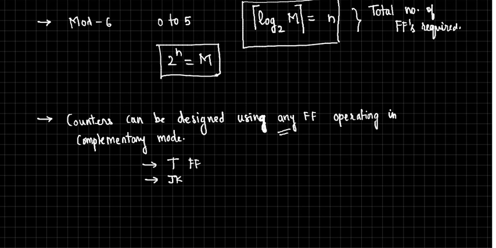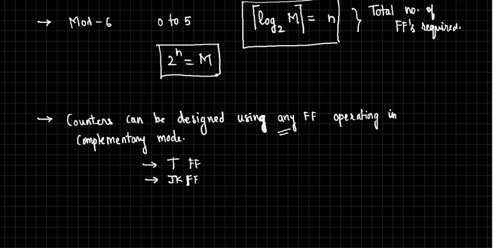JK flip-flop in toggle mode. How can we use that? Anyone? How can we use a JK flip-flop in toggle mode? Wait, just be silent. How can we use a JK flip-flop in toggle mode?